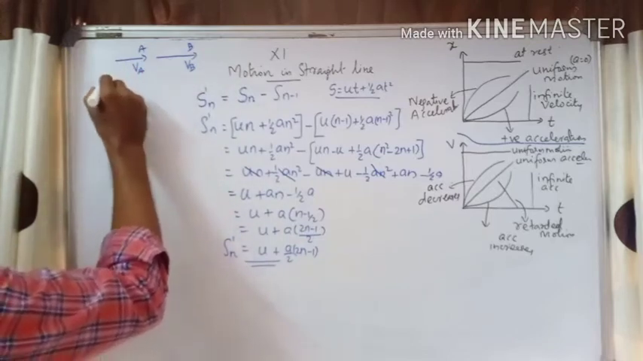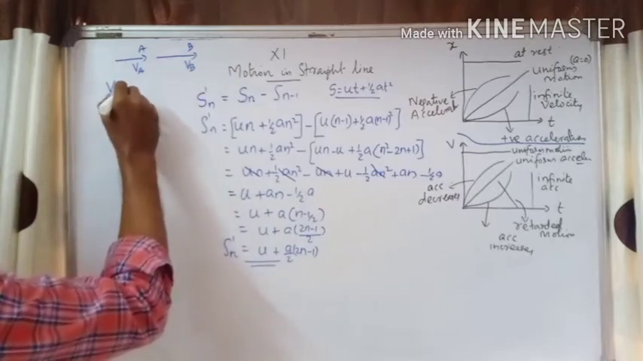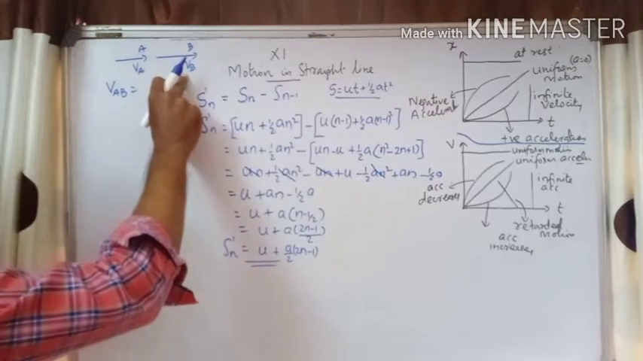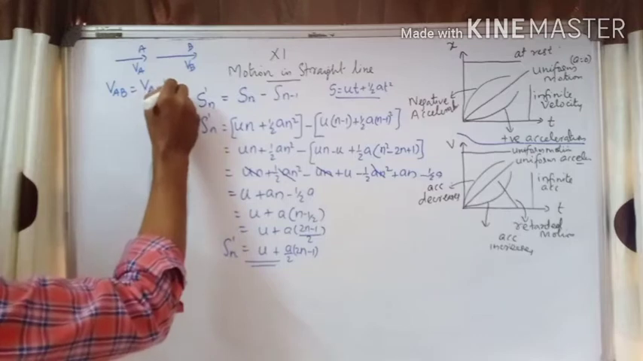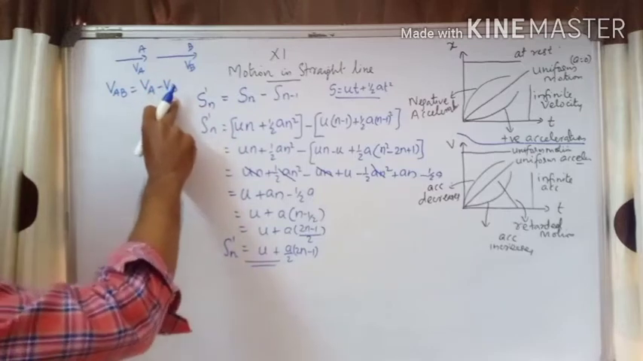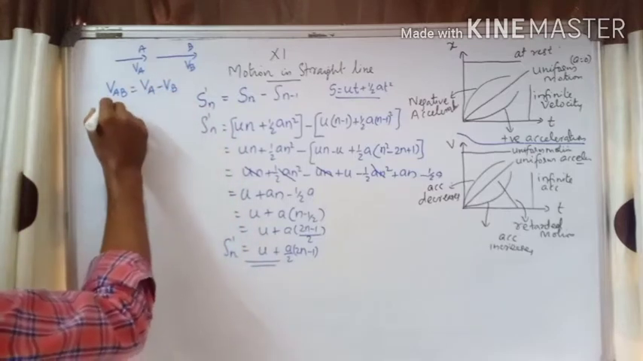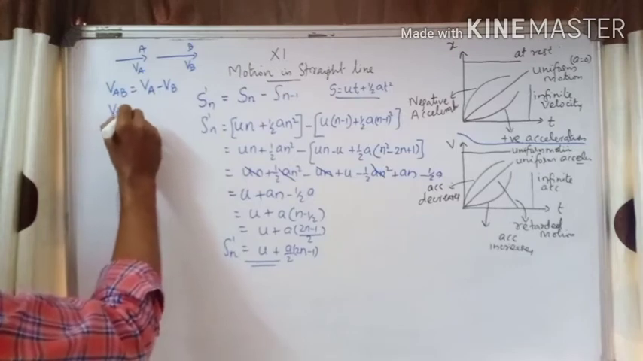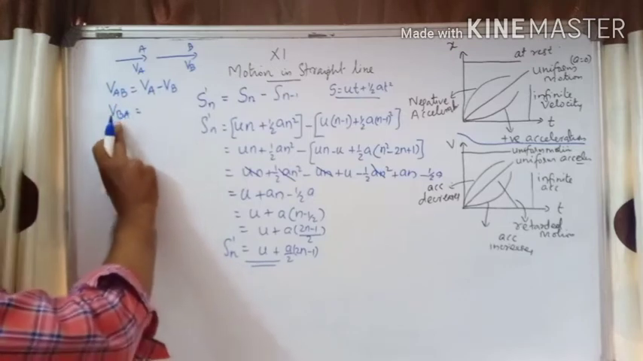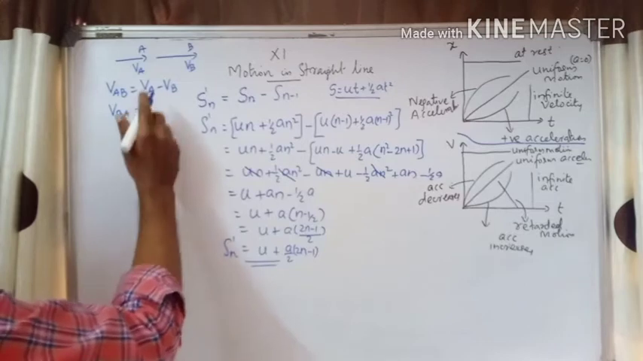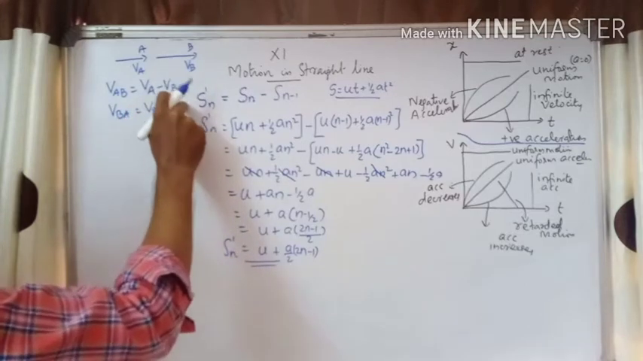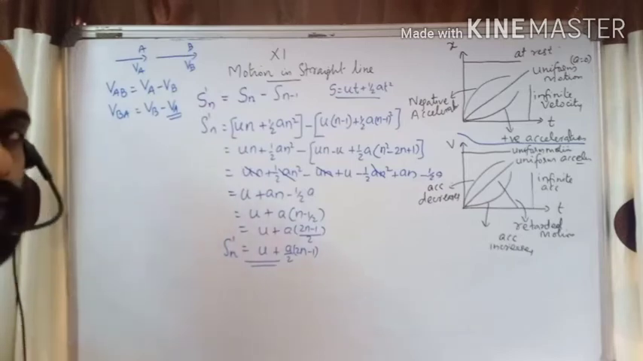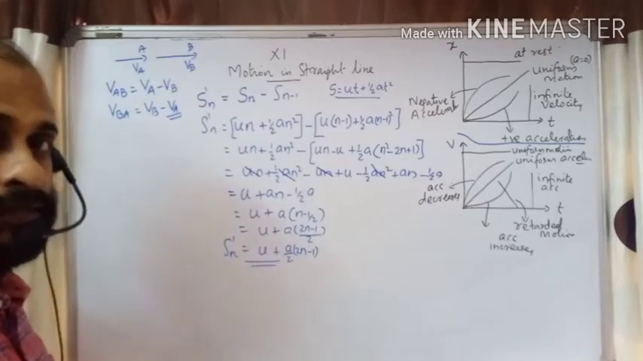The relative velocity of A with respect to B, if they are in a straight line in the same direction, VAB, is equal to VA minus VB. Equation is VA minus VB. Then the opposite, that is VBA, the relative velocity of B with respect to A. What will it be? We will use VB minus VA. This is the situation when the objects are traveling in the same direction.